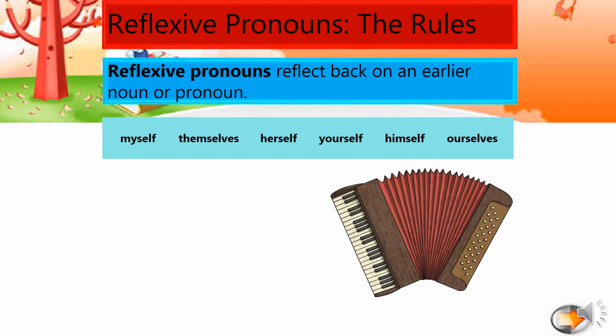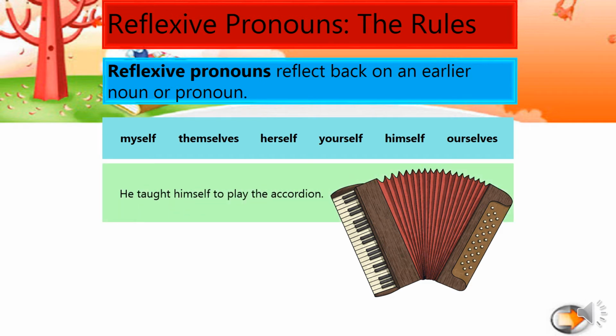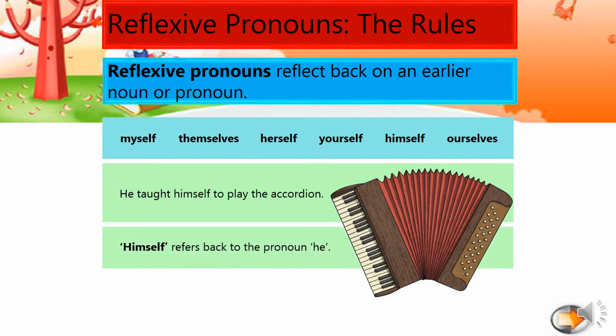And there is another kind of pronoun that is called reflexive pronouns. And here are the rules. Reflexive pronouns reflect back on an earlier noun or pronoun. These are the words that come in reflexive pronouns. Myself, themselves, herself, yourself, himself, ourself. And now let's see the example. He taught himself to play the accordion. Himself refers back to the pronoun he.